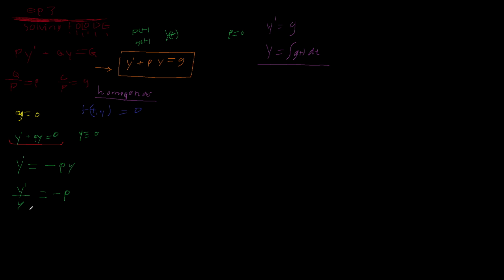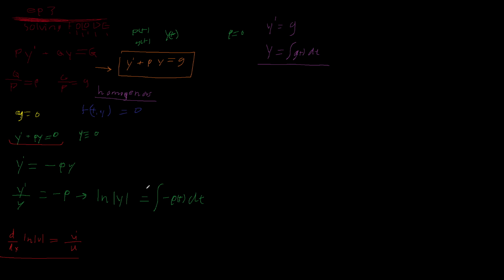This might not seem helpful at first, but then we can realize, wait a second, what is d over dx of the natural log of u? Well, that's u prime over u. If you remember your differentiation rules, right? So let's try taking the antiderivative here. If we do that, we get the natural log of y is equal to the integral of minus p of t dt.